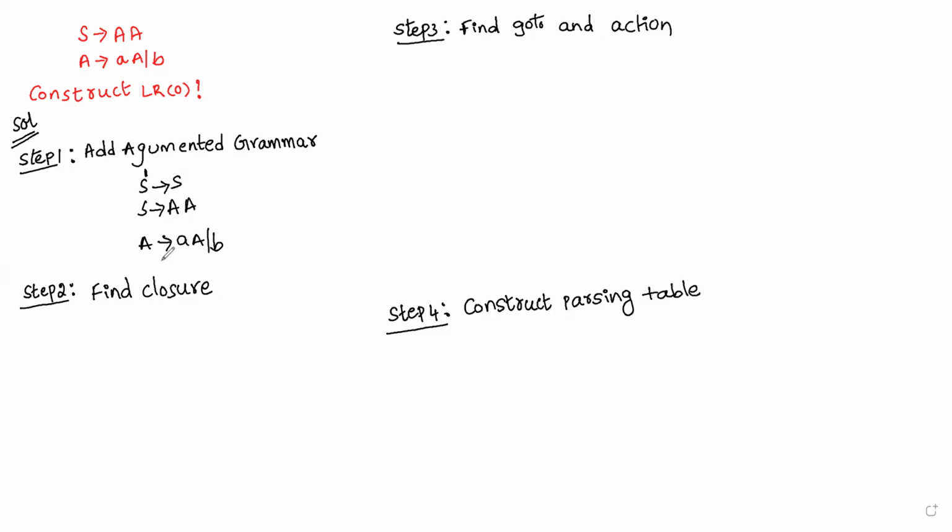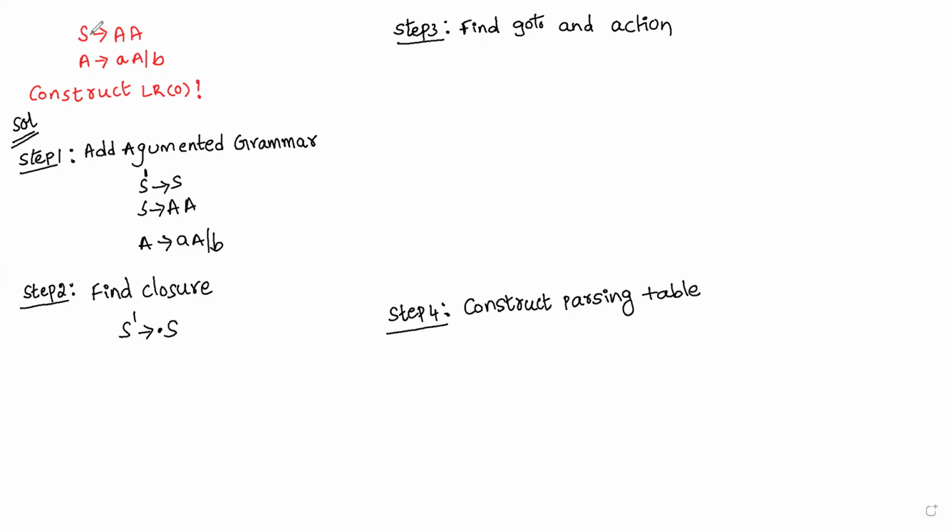Now we go for step 2. In step 2, what do you have to do? Out of these 3 lines, look at the first line, which is S' → S. I took the first value, S' → S. When you find the closure, you add a dot in front of S. After the dot, I have S.